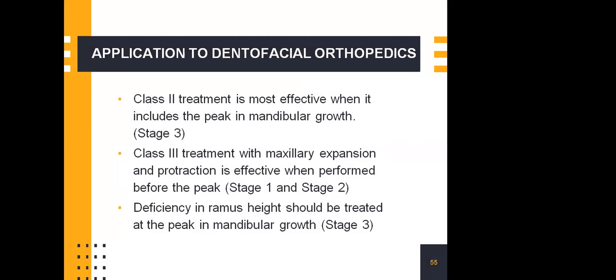Now let's look into the application of cervical vertebra staging in dentofacial orthopedics. Class 2 treatment is most effective when it includes the peak in mandibular growth, that is in stage 3. Class 3 treatment with maxillary expansion and protraction is effective when performed before the peak, that is either in stage 1 or stage 2. Deficiency in the ramus should be treated at the peak in mandibular growth, that is stage 3.